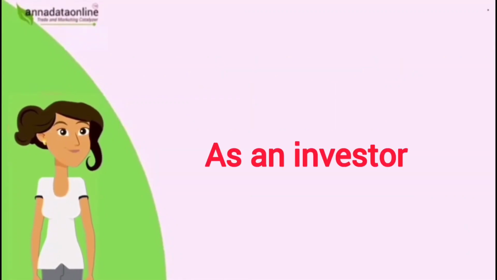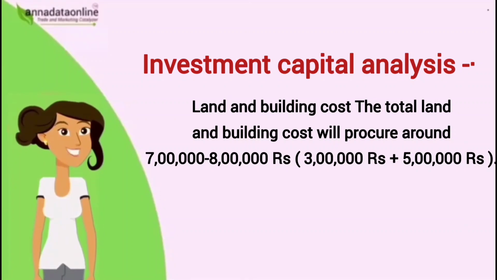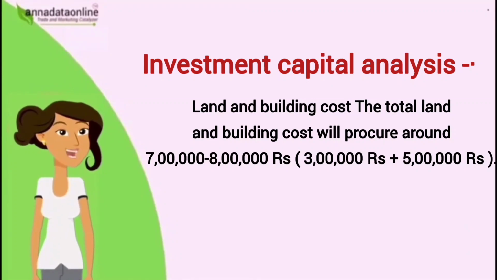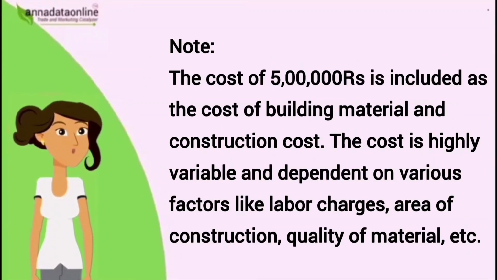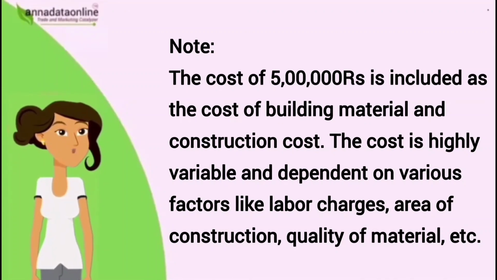As an investor, the investment capital analysis points are as follows. Land and building cost. The total land and building cost will be around 7 lakh to 8 lakh rupees: 3 lakh rupees plus 5 lakh rupees. Note: the 5 lakh rupees is included as the cost of building material and construction. The cost is highly variable and dependent on various factors like labor charges, area of construction, quality of material, etc.